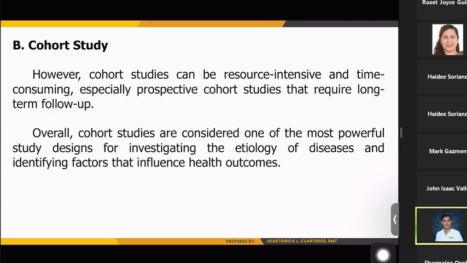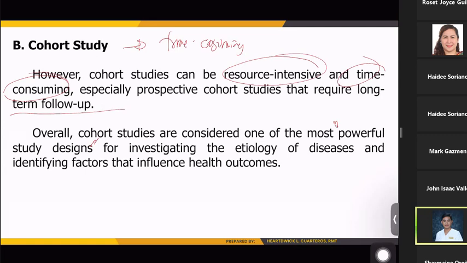It takes a long time, and we also need to use many resources here, especially in prospective cohort studies that require long-term follow-up. This kind of epidemiological design is very time-consuming. We need follow-up over the long term. Overall, cohort studies are considered, please take note, the most powerful study designs for investigating the etiology of disease and identifying factors that influence health outcomes.